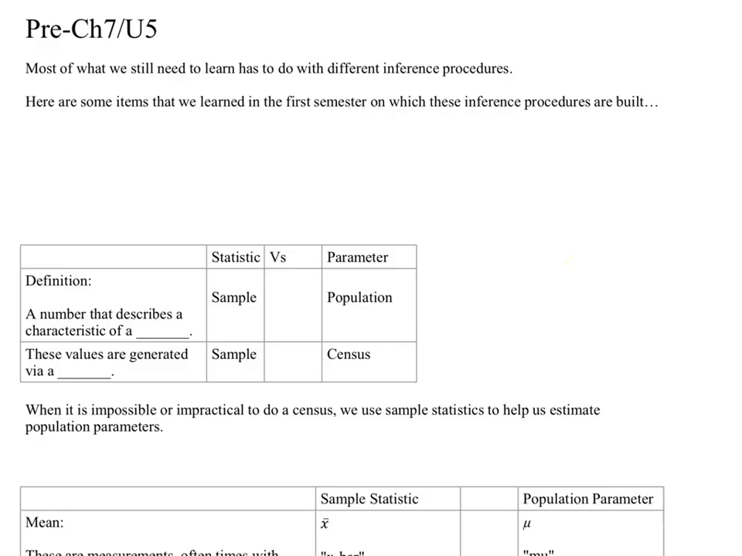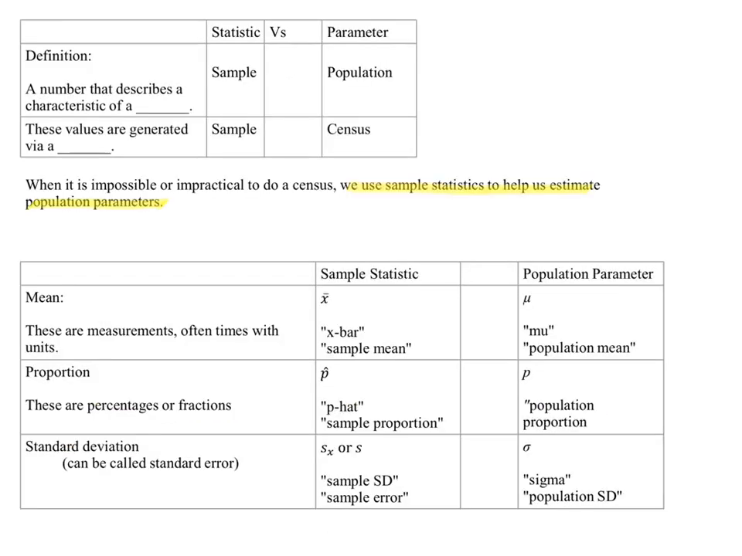It is oftentimes impossible or impractical to do a census, so we use statistics to allow us to estimate population parameters. That's kind of the whole deal of statistics. We use samples because it's easier than censuses, or possible. All right, some key things that we have also talked about too.